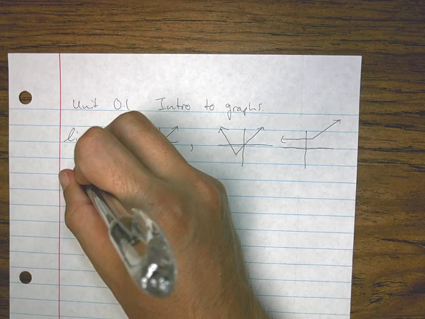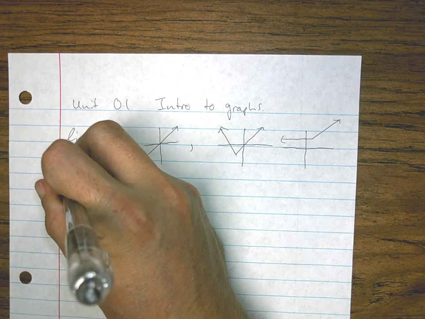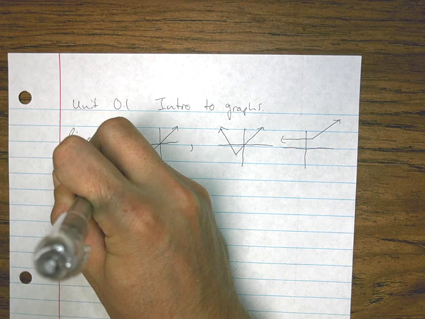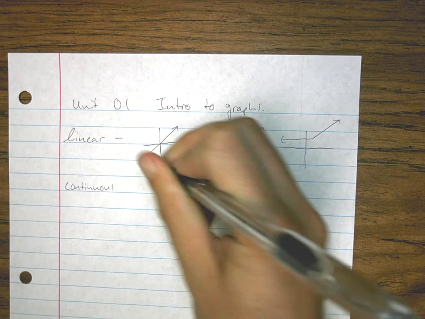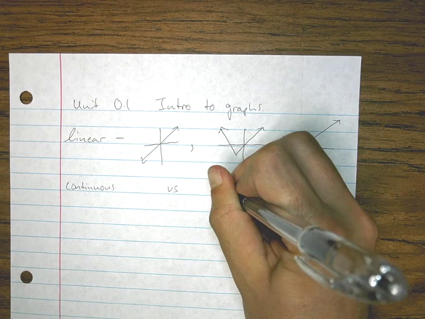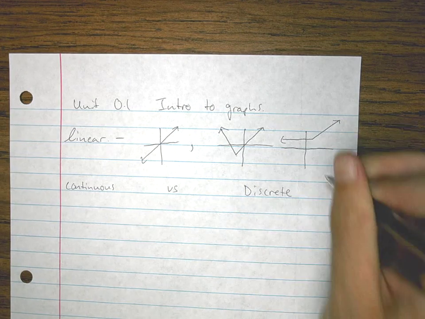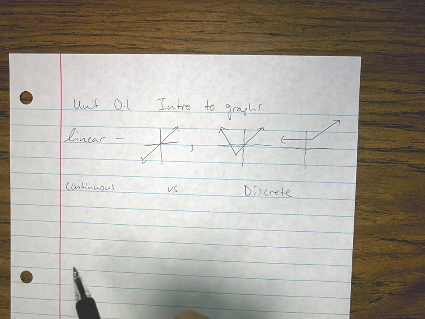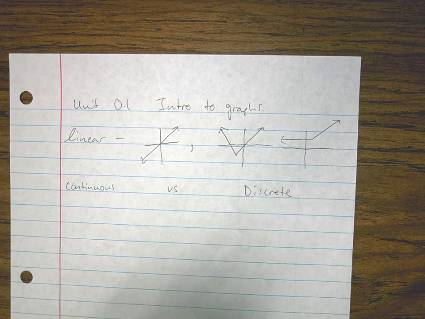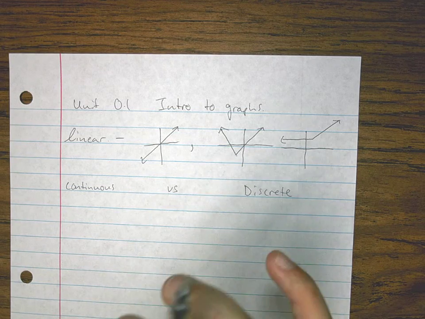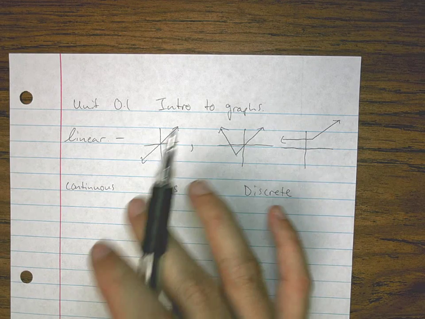Okay. We're going to talk about the difference between continuous versus discrete. Okay. So continuous means that there is no break in the line whatsoever. An example of something that's continuous would be time.